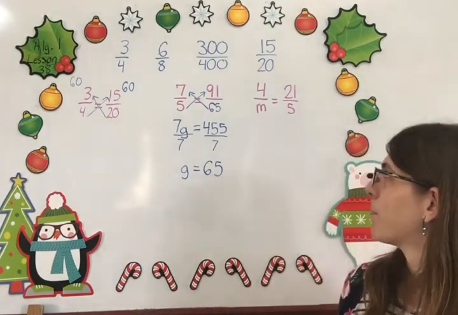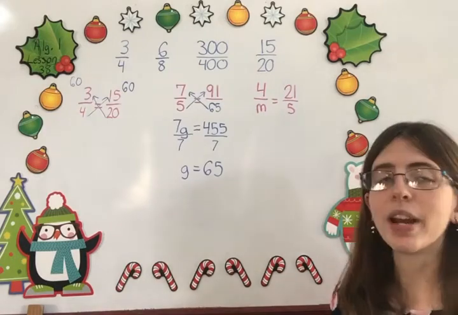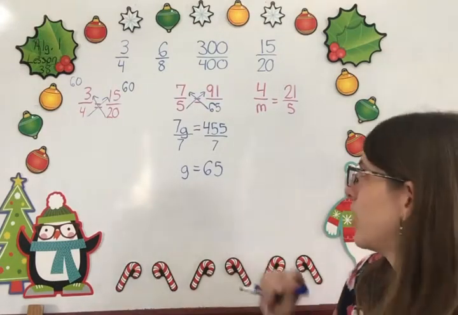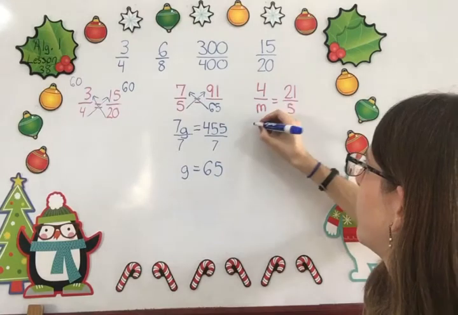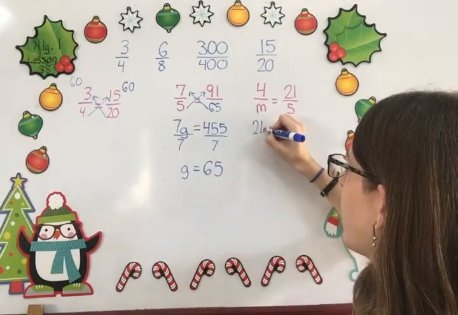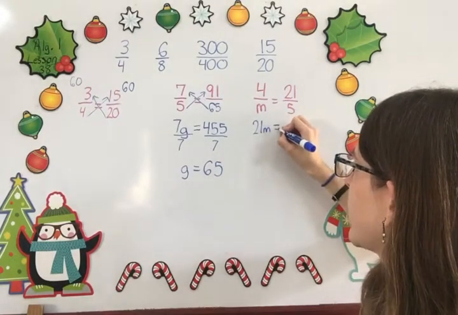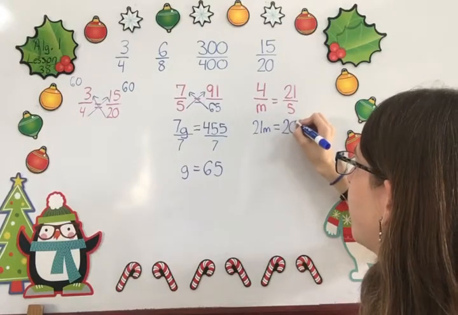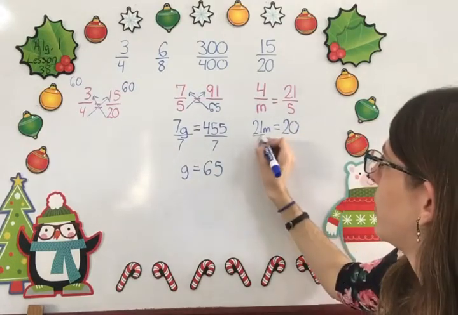Let's try another one. 4 over n equals 21 over 5. So I'm going to start by cross multiplying. n times 21 gives me 21n, which equals 4 times 5, which is 20. Now I divide both sides by 21.